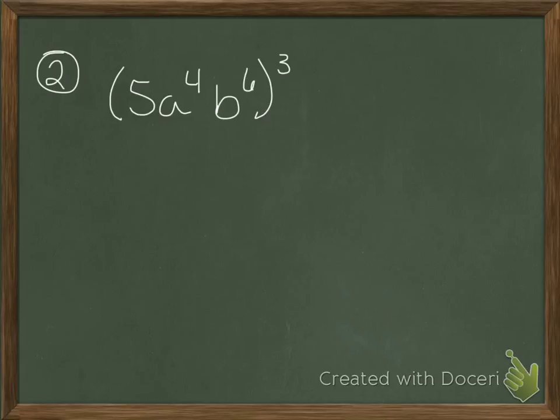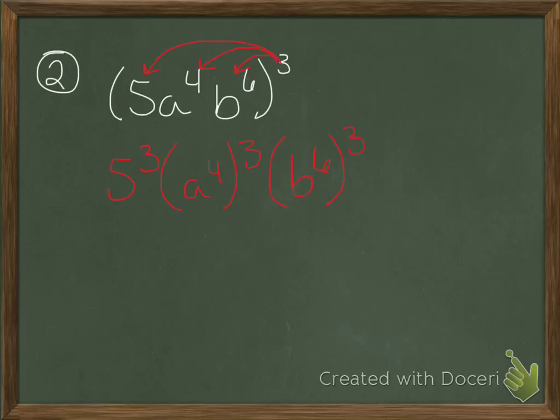Okay? Example 2. If I have 5a to the 4th, b to the 6th, raised to the 3rd power, that's really telling me that I have 5a to the 4th, b to the 6th represented in 3 different places. So I'm going to distribute the 3rd exponent to everything that is inside those parentheses. That means I have 5 to the 3rd, I have a to the 4th to the 3rd, and b to the 6th to the 3rd. I know, so many exponents.